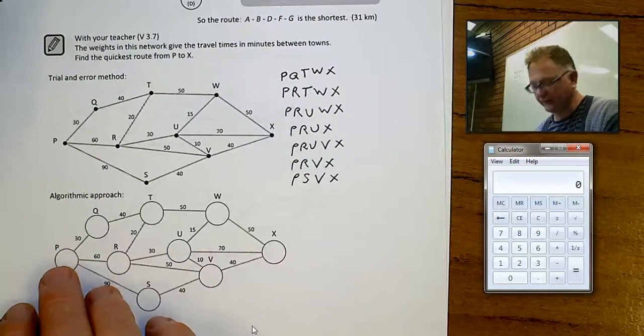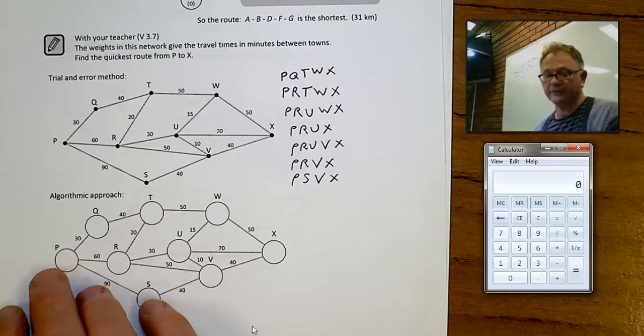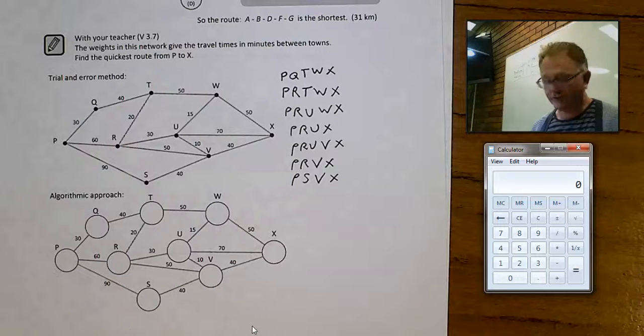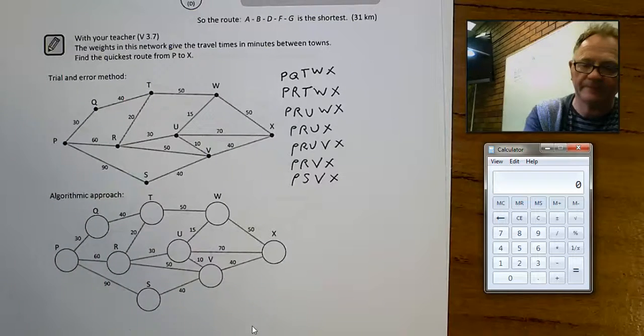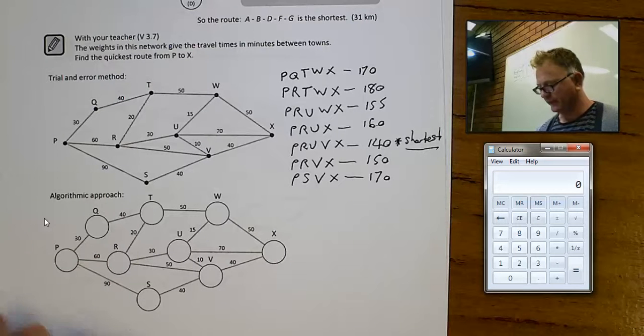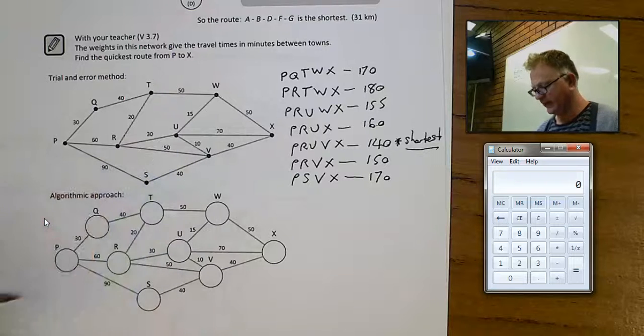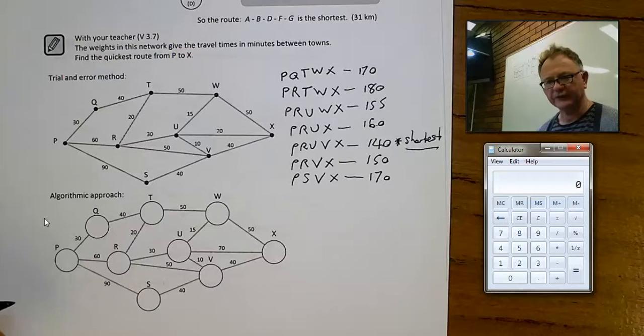I'm going to pause the tape now and add up some of these distances, and I'll see if we can work out which one's the shortest distance. You might like to have a look at doing that too. Okay, we're back now, and I've found that the shortest route is PRUVX, just by adding all the distances up. We're talking about distance in terms of time, the travel time between different towns.